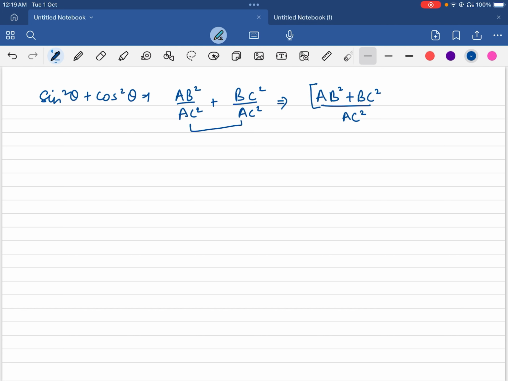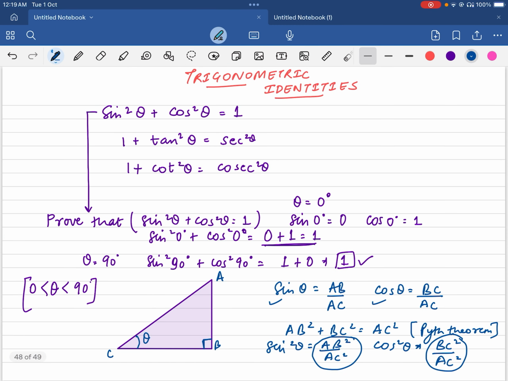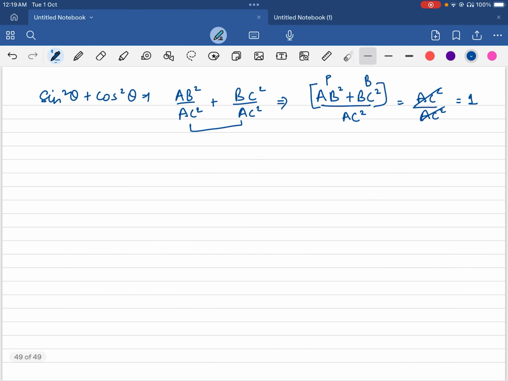By Pythagoras theorem, we know that this is the opposite or perpendicular and this is the base. When they are squared and added up, we get AC square. You can also see over here, AB square plus BC square is equal to AC square, so they cancel out and result in 1. Hence, by any means, cos squared theta plus sine squared theta is equal to 1.